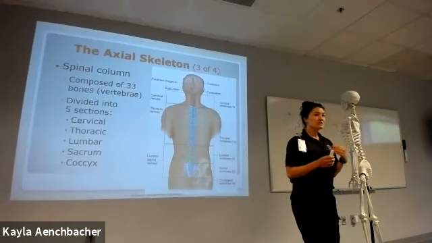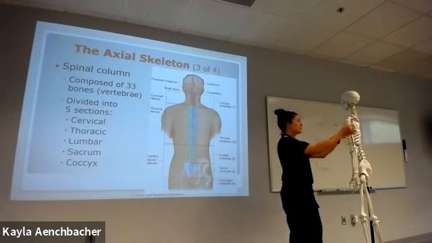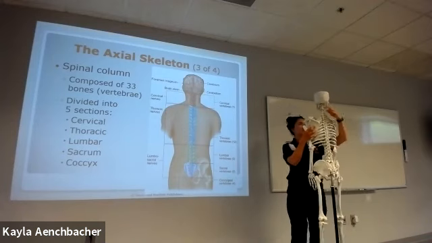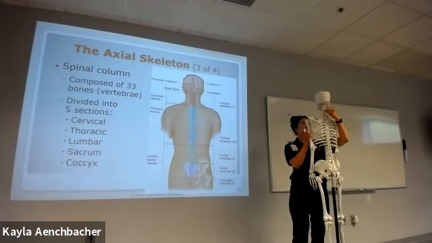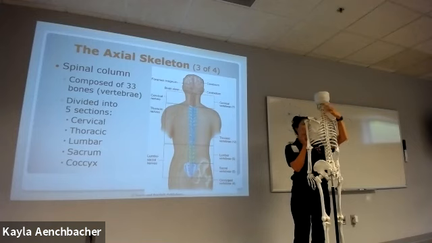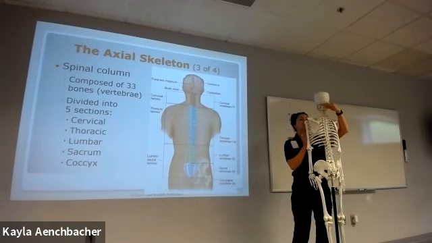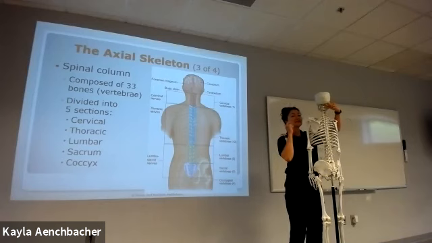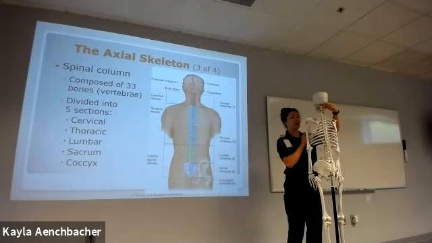Also be aware that the numbers in each section start at the top and count down to the bottom. This one right here is what we would refer to as C1. It is the first vertebra in your cervical column, or cervical section. What's above C1? The foramen magnum.